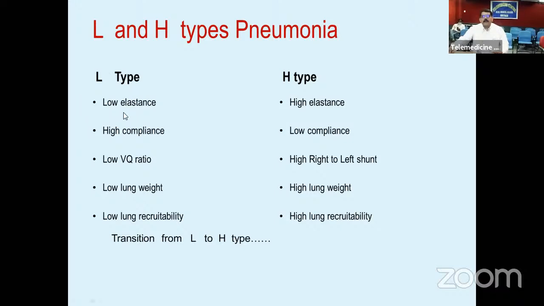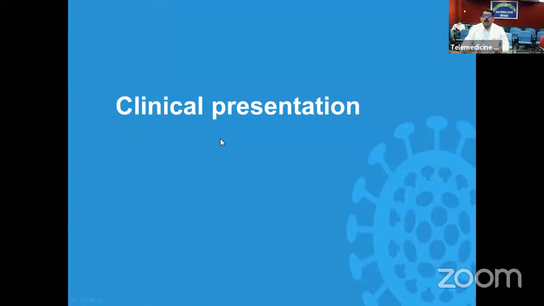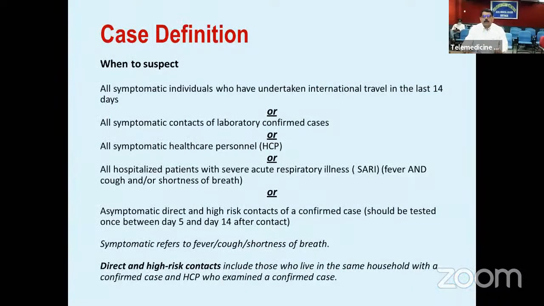This is based on the enzyme elastase. The L-type and H-type are divided, and these are the groups where there is low VQ ratio, low lung weight, and low lung recruitability. So with this, I'll go to the clinical presentation. And you know, the case definition includes the individual who has a travel history. Initially, it was international travel, but it became local travel as well. Now, traveling to different states, like when West Bengal was a hotspot, and then even inside the state when Ganjam was a hotspot. So a suspicious travel history is important.